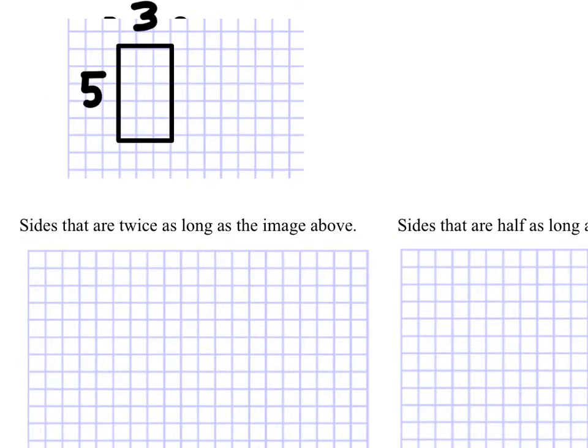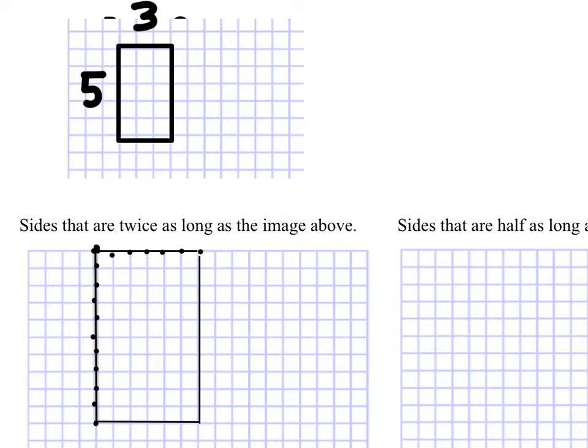Alright, so I got one side right here. That needs to be 10. 1, 2, 3, 4, 5, 6, 7, 8, 9, 10. So that gives me this line. And now it's going to be 10 by 6. So 1, 2, 3, 4, 5, 6. Alright, then we'll just finish this thing off and make it a rectangle. Bam.